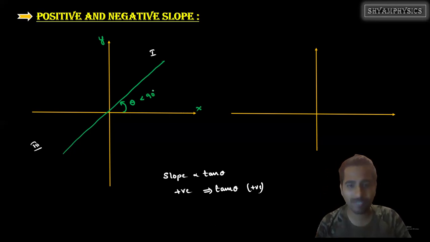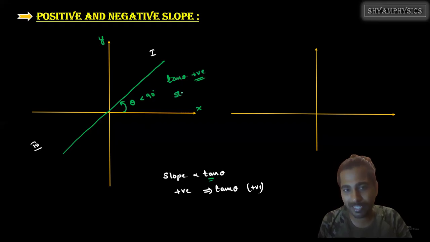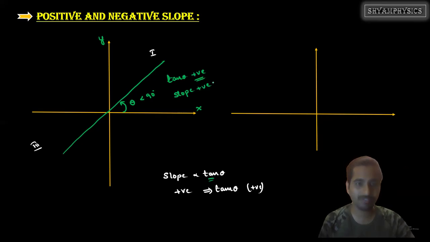If it is belonging to the first quadrant, then tan theta is positive. If tan theta is positive, then obviously the slope is also positive. Then this is the equation, the straight line graph, which is positive in nature. Hope it is understood. Good.